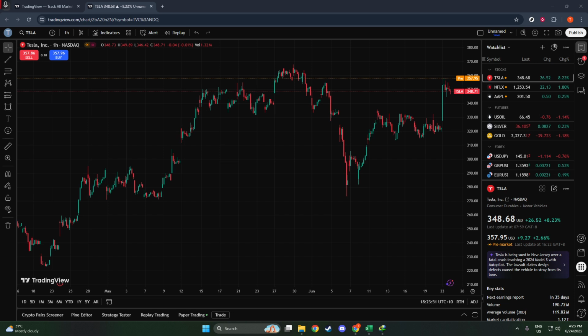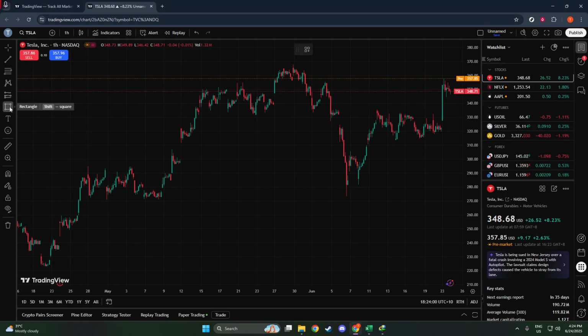After positioning your rectangle, you may notice that you want it to extend into the future to cover potential price action. To do this, double-click on the rectangle you've drawn. This will open up the Settings menu. Look for the Coordinates tab, then find the bar number section.